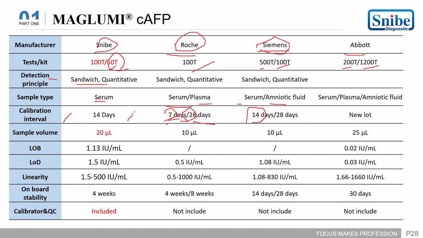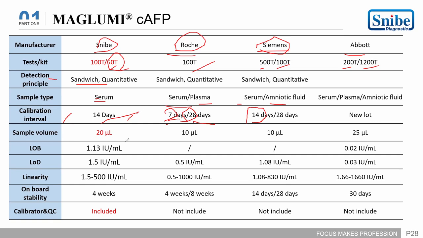But in SNIBE, we have a 14 days calibration stability. If you are using the same reagent pack, you can complete it in 14 days. If your workload is low, then it's recommended to calibrate after the 14 days. These are the quality guidelines from the manufacturers and the quality standards for the calibration, validity and stability.